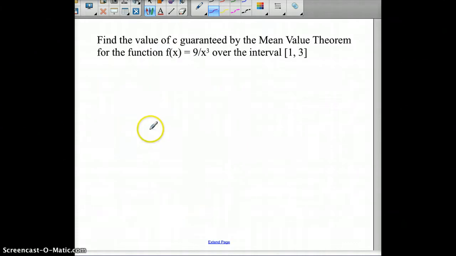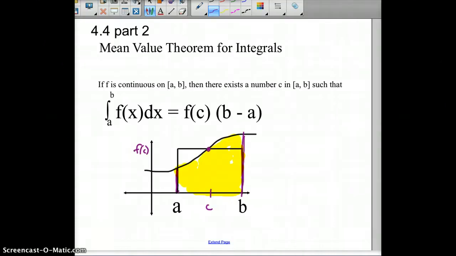So if we have an example where it says find the value of c that's guaranteed by the mean value theorem for a function, let's say we have the function 9 over x cubed for the interval from 1 to 3, the mean value theorem says first of all f has to be continuous. Well, f is continuous everywhere except at 0, because you can't have a 0 in the denominator, but 0 is not between 1 and 3, so f is continuous in the closed interval from 1 to 3. So we know we can use the mean value theorem. That's the only condition, that f is continuous between a and b.